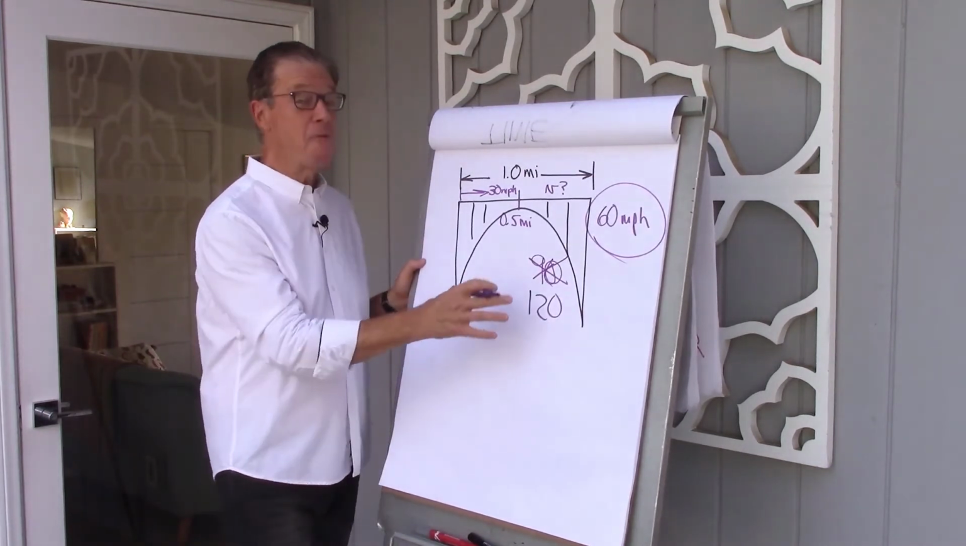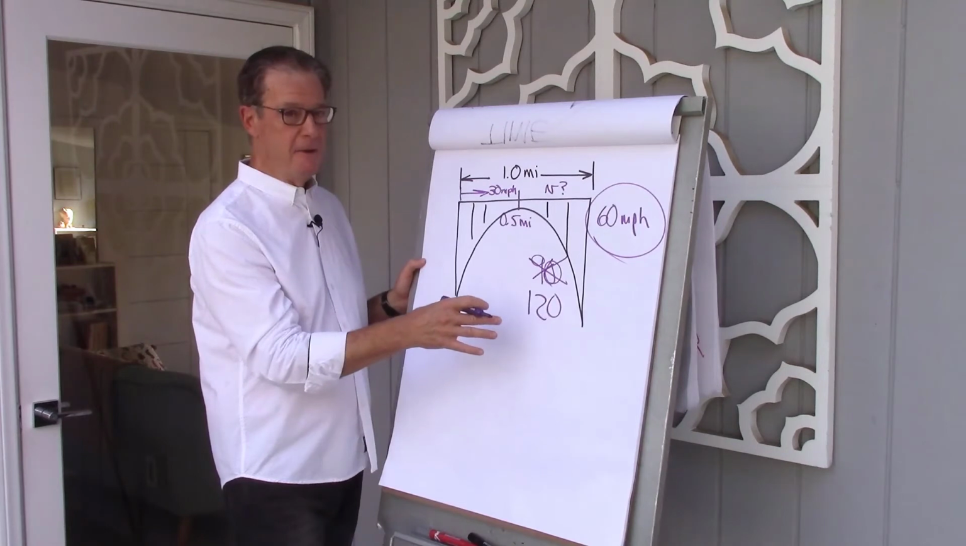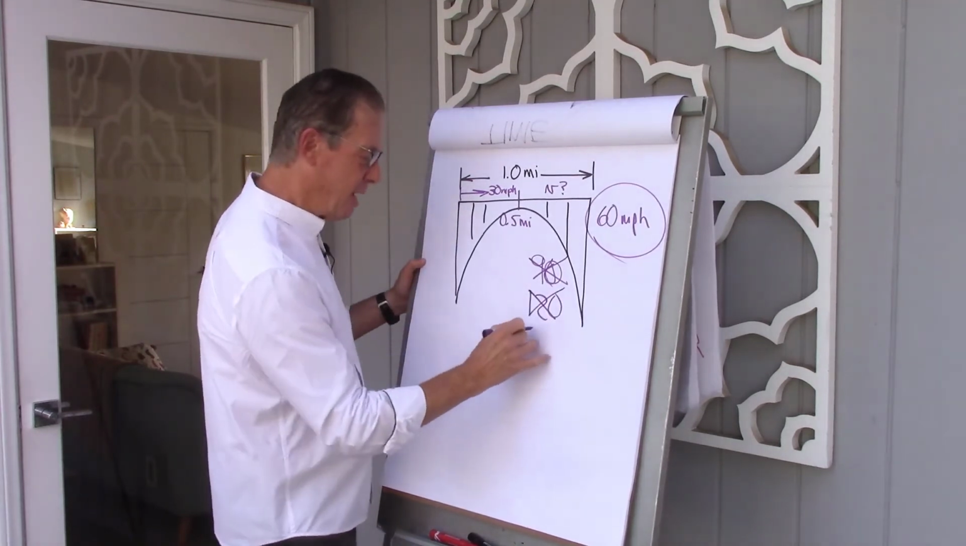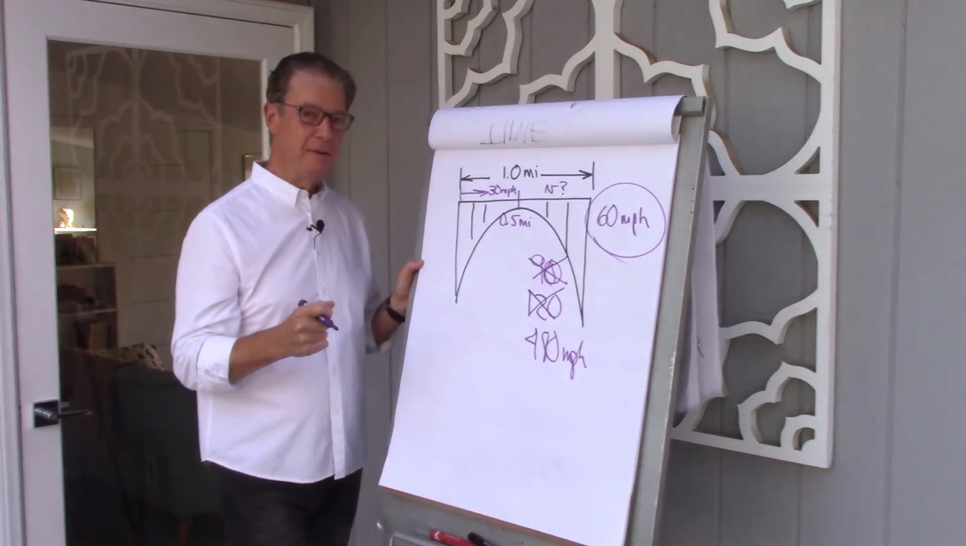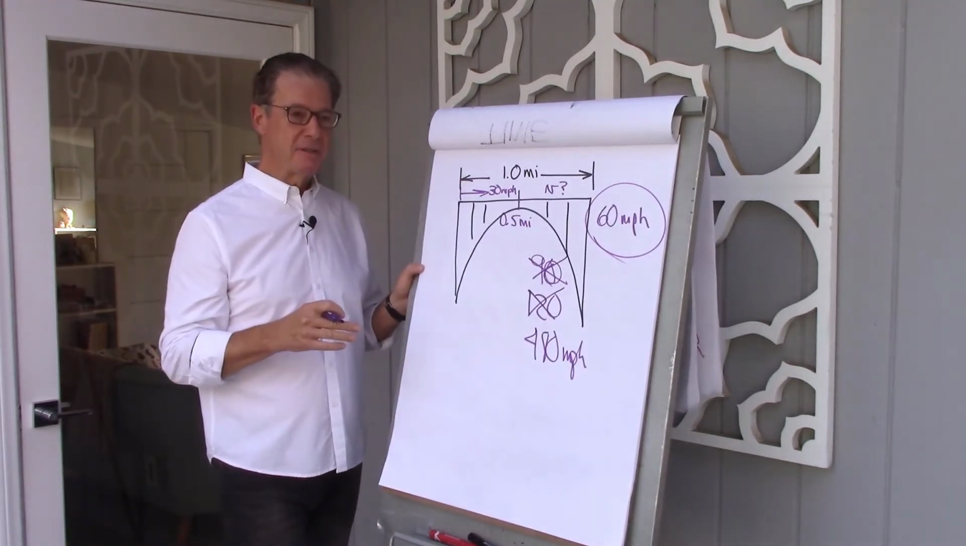Maybe if you went 4 times as fast in the second half. Nah, let's get crazy. How about if it was 480 miles per hour in the second half? Maybe that would do it. But the fact of the matter is that won't do it.